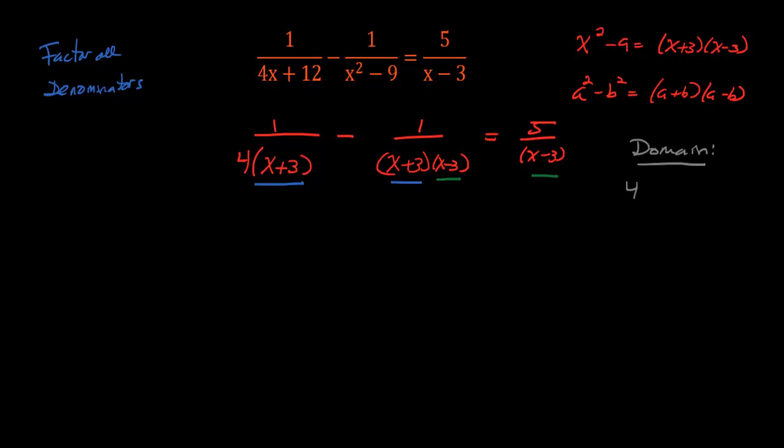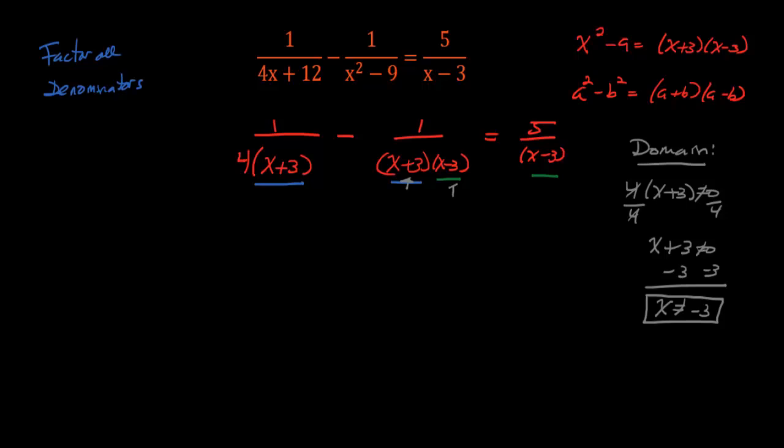So we know we have 4 times x plus 3 cannot equal 0. We divide both sides by 4, and that cancels off, and we get x plus 3 cannot equal 0. Subtracting 3 on both sides, we get x cannot equal negative 3. So that's the first value that we're going to have to exclude from our domain. We don't have to worry about doing that again because that's the same factor right here.